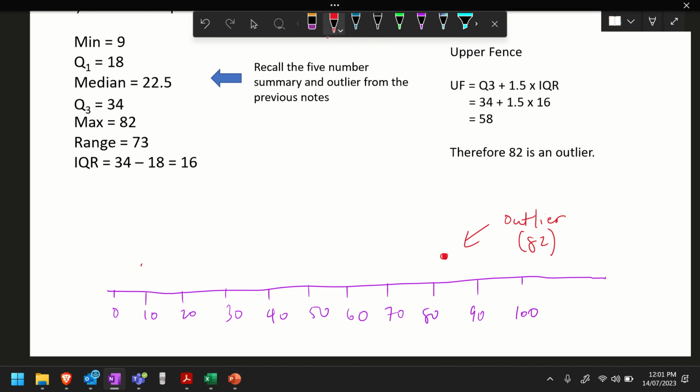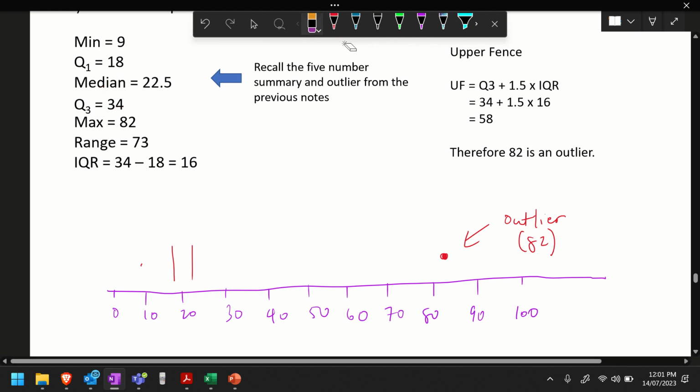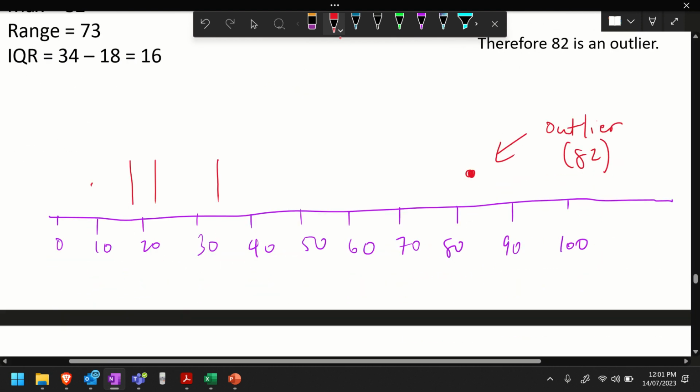Next, I'll do my Q1, my median, and the Q3. Q1 here is 18, so that's probably about here. Do your vertical line for the Q1. Median is 22.5, so it's probably about here somewhere. And then my Q3, 34, is about here. From there I draw my box. Do your horizontal lines, and now we do the whiskers.